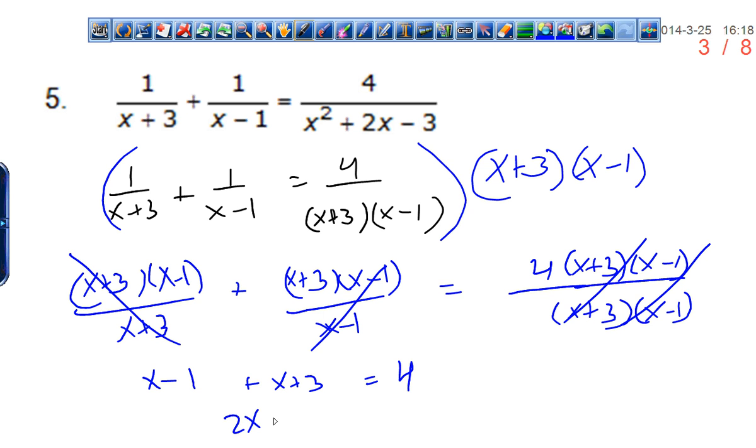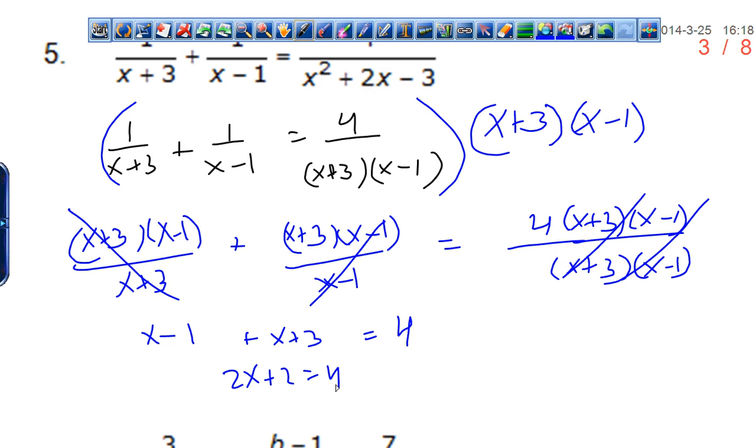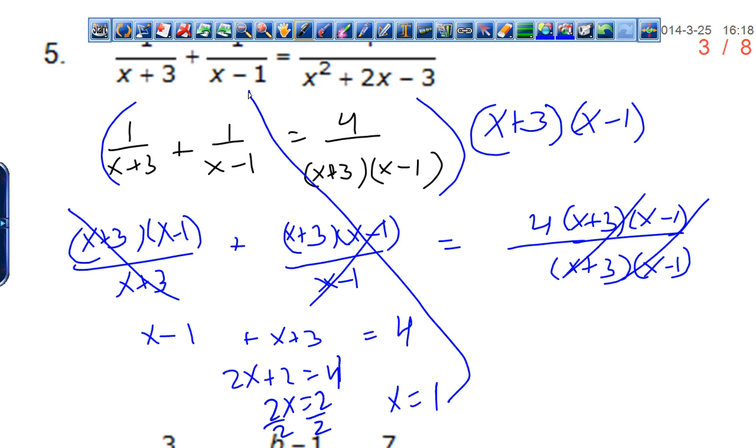You get 2x plus 2 equals 4. Solve that for x. That's an Algebra 1, 7th, 8th grade problem probably. Subtract 2, you get 2x equals 2, divide by 2, and x is 1. So we take 1 and, oh no. If we plug 1 in, it doesn't work. It gives me 0. If nothing works, that means no solution.